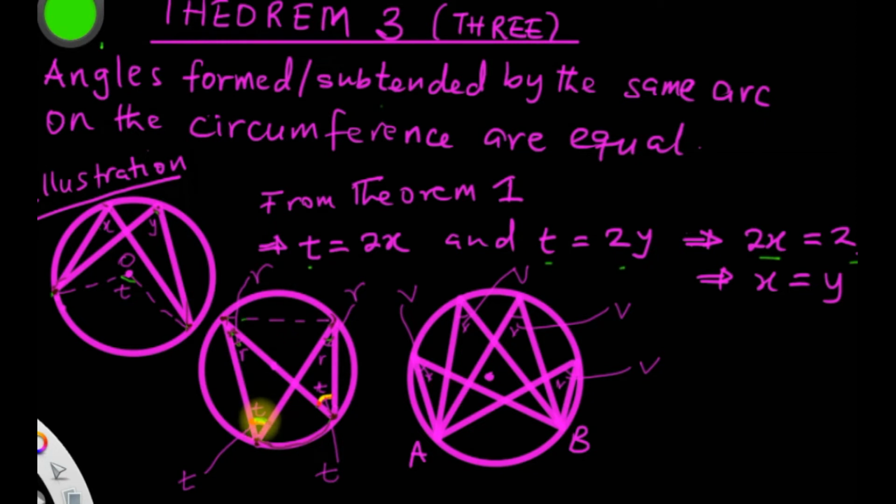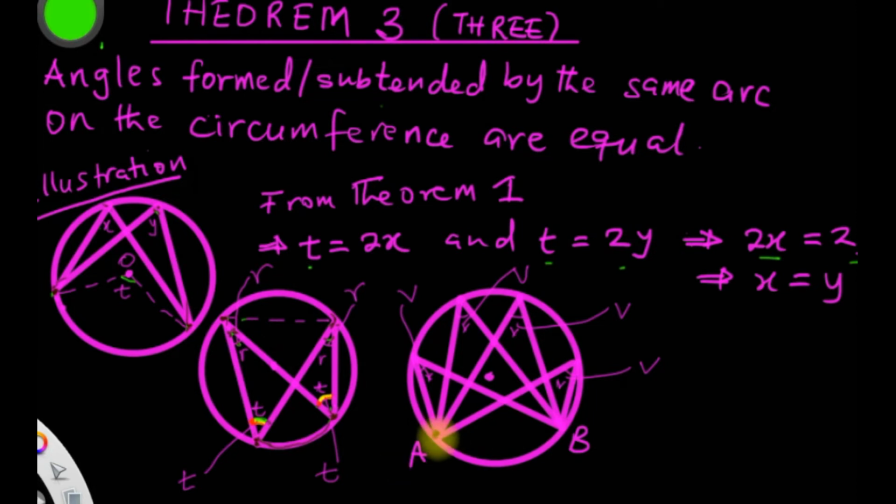So in that case, we are saying that this angle has to be equal to this angle. Why? Because these angles are formed by the same arc on the circumference. So that is why we have named this angle T, and this angle also T. So if this is T, then this is also T. Okay, let's look at another illustration. So look at this.